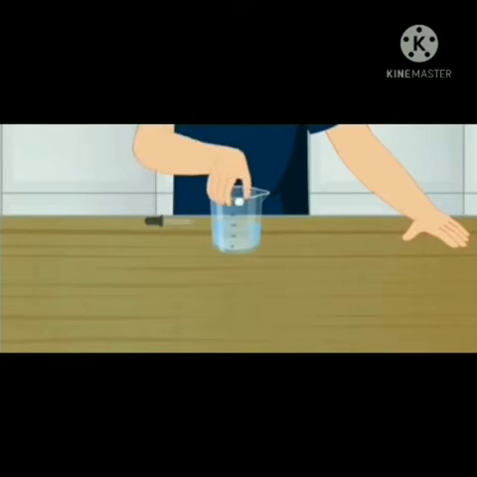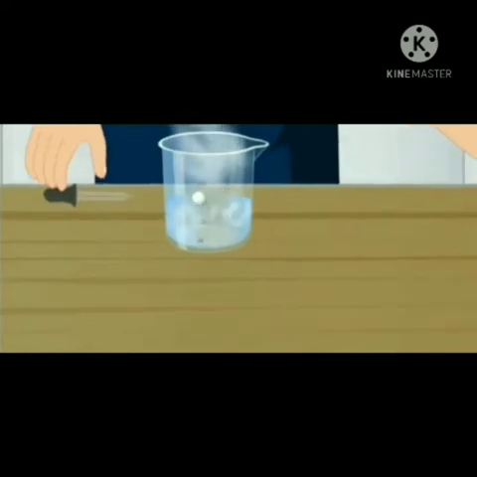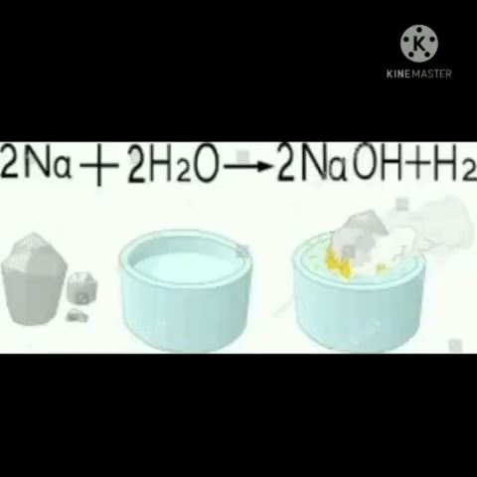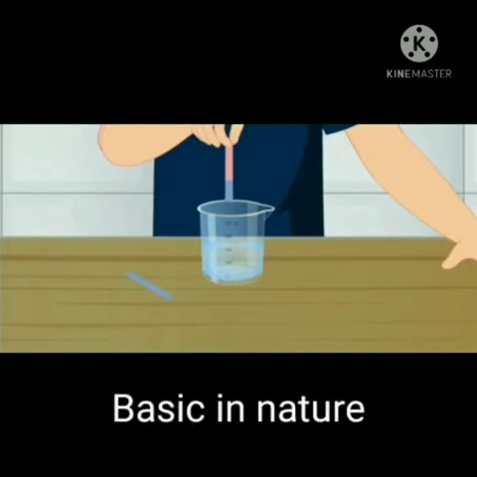Sodium floats on the surface of the water, at the same time melts to form a silver white ball. The silver white ball slowly becomes smaller in size and catches fire. It burns with a golden yellow flame. The solution becomes hot. The chemical equation is sodium reacts with water to form sodium hydroxide and hydrogen gas with heat. After this reaction, if the solution is tested with blue and red litmus papers, the red litmus paper turns blue. This shows that the solution is basic in nature.